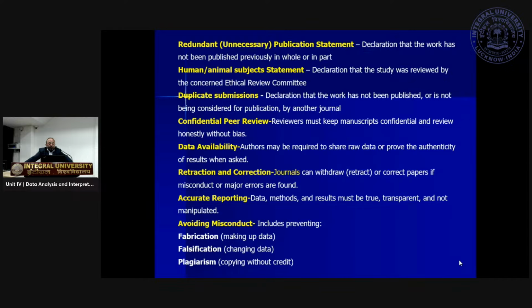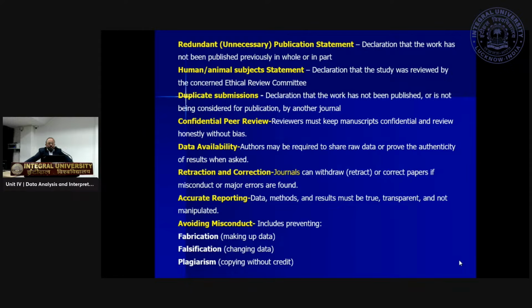Confidential peer review: reviewers must keep the manuscript confidential and review honestly without bias. Okay? Clear? So this is also a kind of ethical concept that has to be followed.